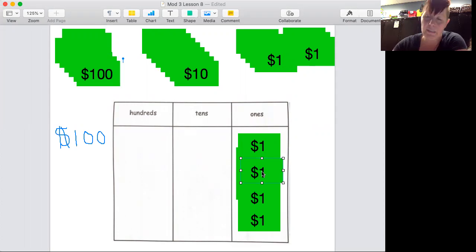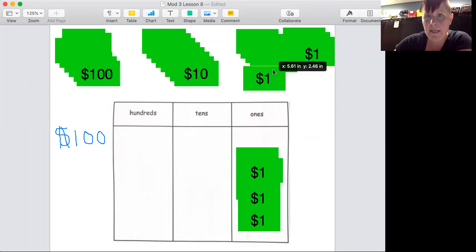Well, as you can see, it's pretty crowded in there. Once I get 10 ones in my ones place, what I can do is I can actually bring those back to the bank. This is my bank up here where I have all my money. And I can exchange those 10 ones for a $10 bill. So I'm going to take all my 10 ones back to the bank.